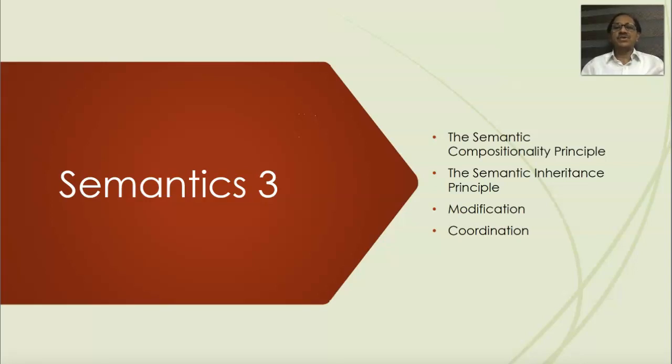In the last two videos we have seen how meaning can be represented in terms of feature structures. We have looked at words with their semantic features. In this video we are going to look at how the semantic features of words can percolate to phrases. Right, so we are going to look at phrases with semantic features.